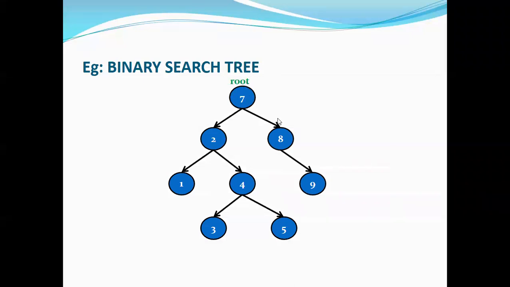When you look at this tree as a complete tree, you can see that all the values on the left side of 7 are less than 7, that is 2, 1, 4, 3, 5, all these are less than 7. When you look at the right subtree, all the values are greater than 7, that is 8, 9, all these are greater than 7. So in a binary search tree, the left subtree will contain values less than the root, and the right subtree will contain values greater than the root.